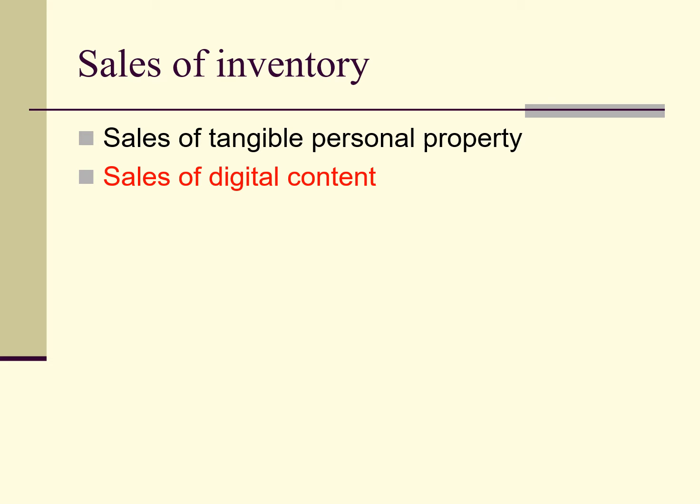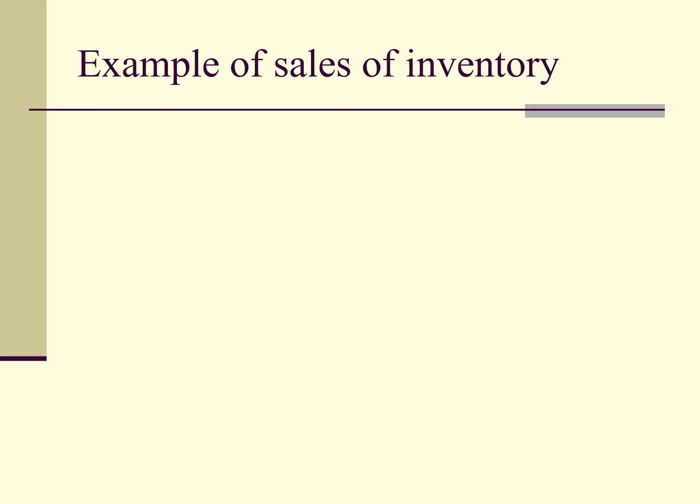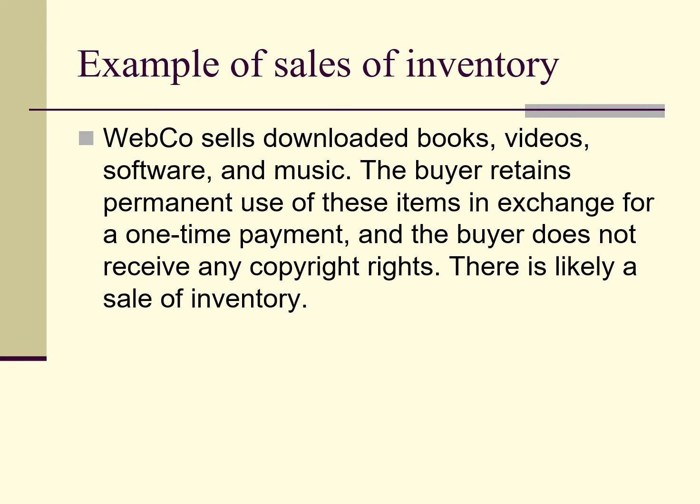For now, if there is a sale of a copy of a digital item and there is no transfer of a copyright right, then there's probably a sale of inventory. Here's an example of a sale of digital content constituting inventory. Webco sells downloaded books, videos, software, and music. The buyer retains permanent use of these items in exchange for a one-time payment, and the buyer does not receive any copyright rights. There is likely a sale of inventory.